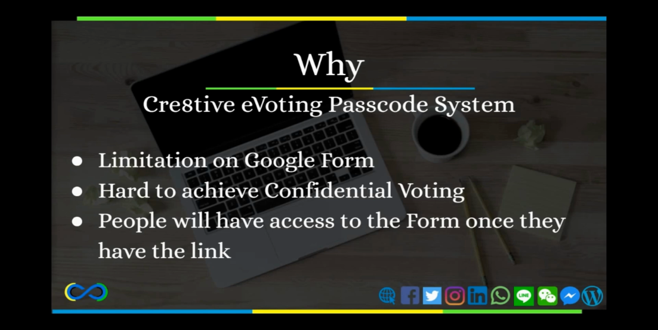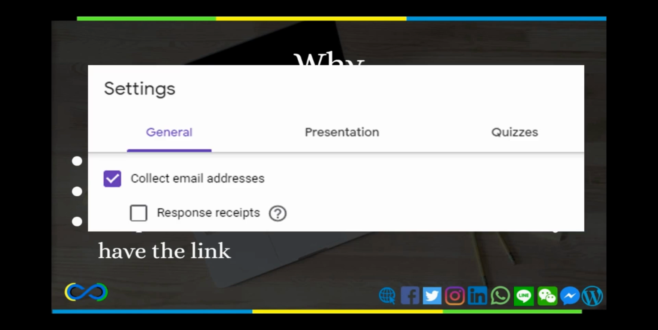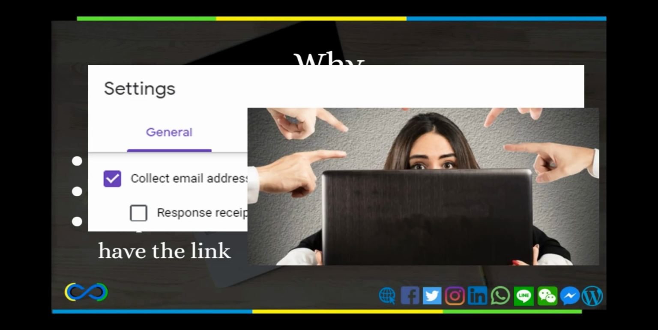Yes, you can validate the responses by enabling email collection or any personal identification to make sure that the submission or the voting does not have any duplication. But this will violate the meaning of confidential voting, as you are able to track who is voting for which choice or selection.